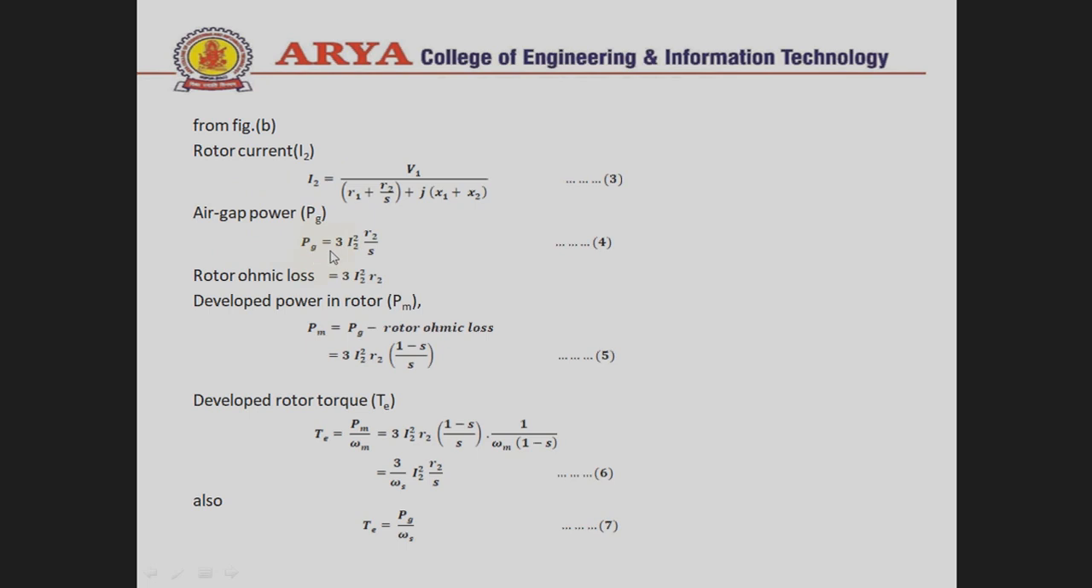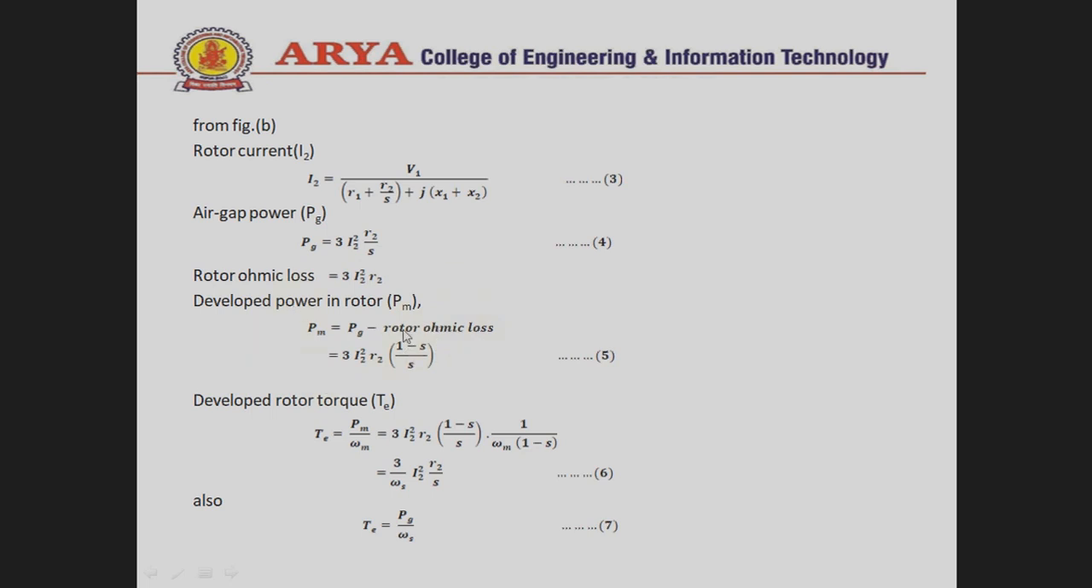The air gap power PG is equal to 3 I2 squared, meaning the rotor current squared, multiplied by R2 upon S, where R2 is the rotor resistance. Rotor ohmic losses are equal to 3 I2 squared R2, that is three-phase, which is why we multiply by 3. And the developed power in the rotor is equal to the air gap power minus the rotor ohmic losses.